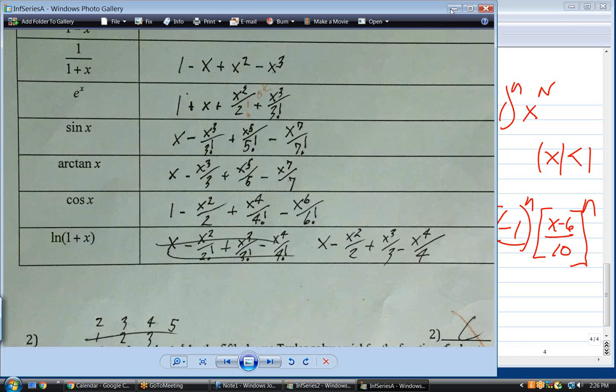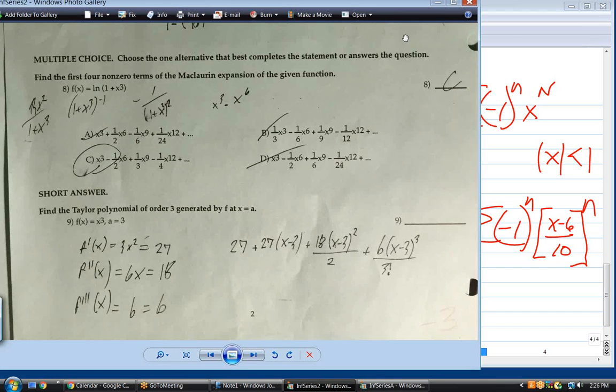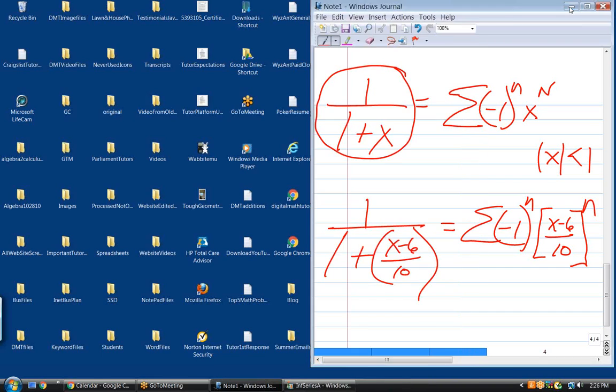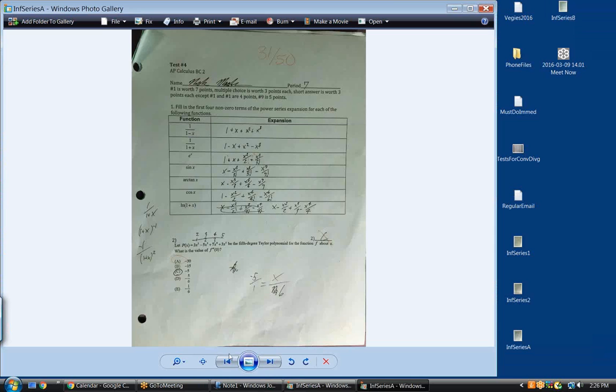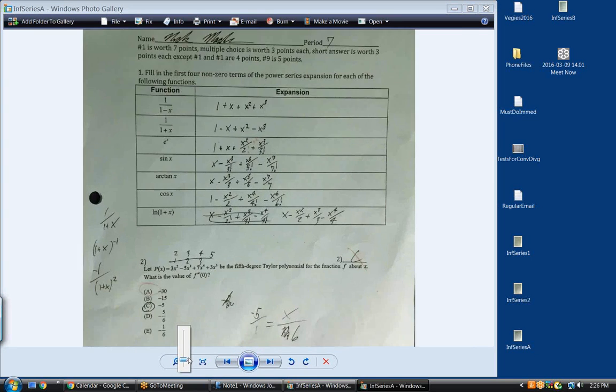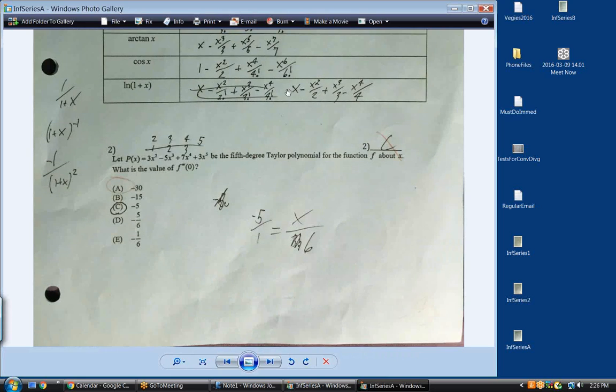Okay, let's see. Where did we want to go next? This was second page. I think we want to go. Yeah, here. Yeah, this is the example that I was talking about. Minus 5 is the final coefficient of the x cubed term.